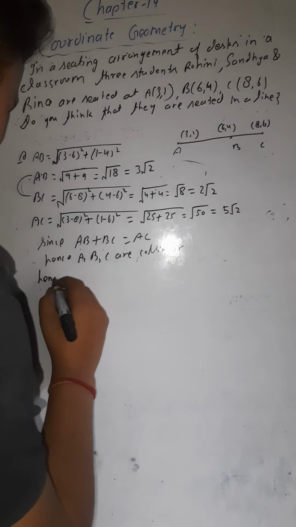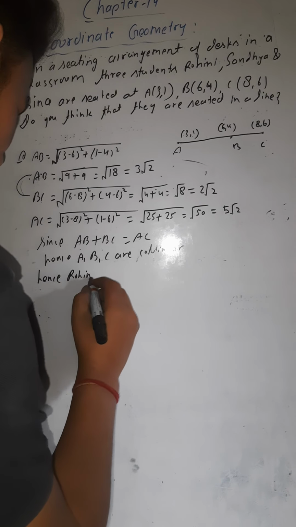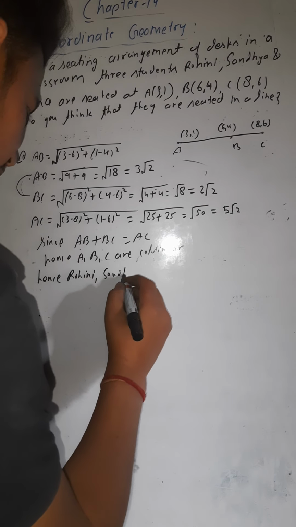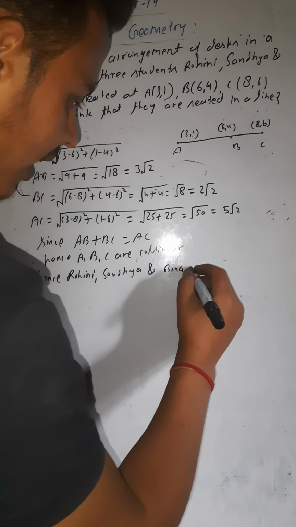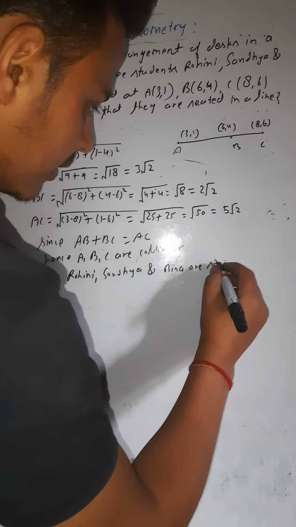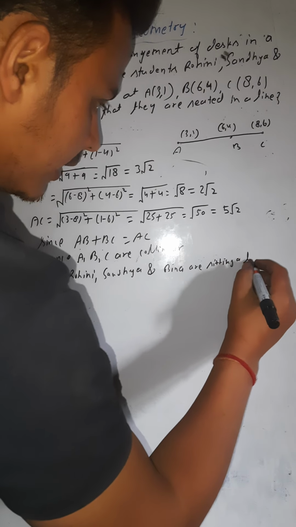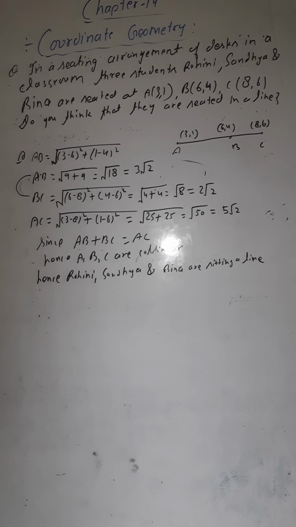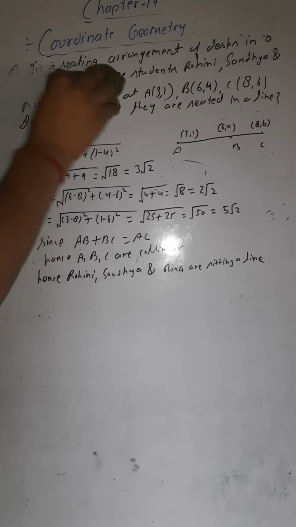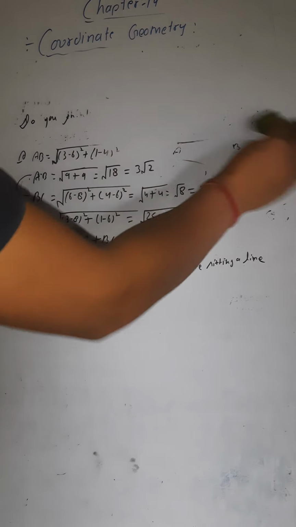So here you write, hence Rohini, Sandhya, and the next one, Bina, are sitting in a line. So this would be your answer. Okay. So this was your question number 3 for today. Now the next one. Just write it. Let me erase this now.